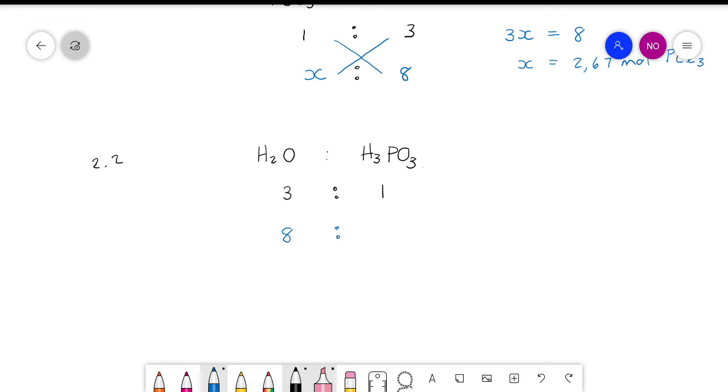Jy kan net gaan sê 8 gedeel deur 3. Stem julle saam? But if you don't want to do it like that, you can put your x there, cross multiply. 3x is equal to 8. So then you get x is equal to 2,67.